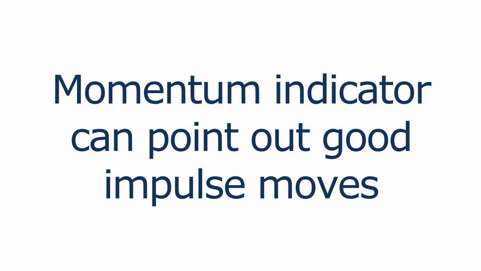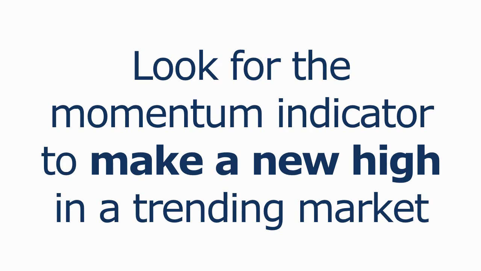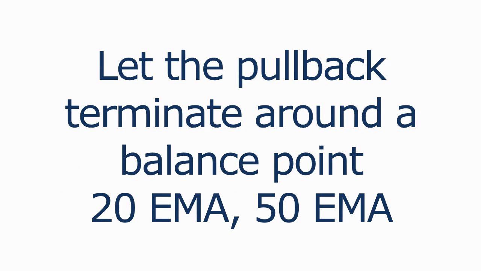In pullback trading, we want to see an impulse move having momentum. And this oscillator indicator, I think it's good to point these moves out, as are most momentum indicators. So here's a rough trading system, strategy, whatever you want to call it. Just flesh it out for yourself here. Basically, you're going to look for the momentum indicator to make a new high in a trending market with price. Let the pullback begin, which is our corrective move. And let it terminate around a balance point.